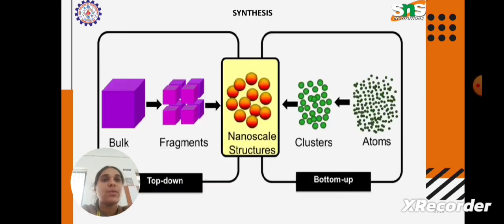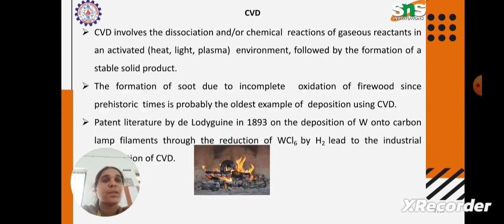We already saw in the previous video about the top-down approach and bottom-up approach for nanomaterial synthesis. We directly move on to one of the methods, CVD, for preparing nanomaterials. CVD is nothing but chemical vapor deposition. CVD involves dissociation or chemical reactions of gaseous reactants in an activated environment. The activated environment is heat, light, plasma, etc., followed by the formation of a stable solid product.